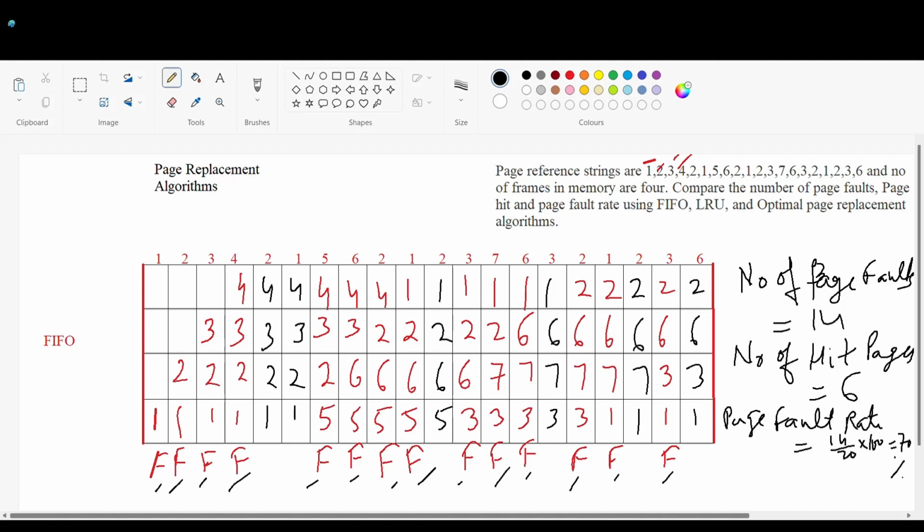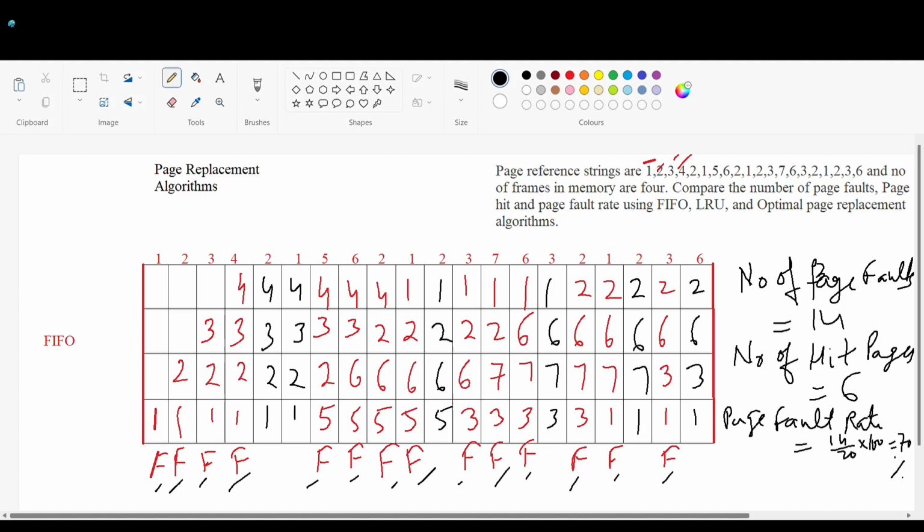Now 6. We have to change a page. Now we have 1, 2, 3, and 5. 5 is also not used in the rest of the process, so we will replace 5 again. So 6, 3, 2, and 1. This is also a page fault. Now 2 is already there, so 6, 3, 2, 1. 1 is already there, 6, 3, 2, 1. 2 is already there, 6, 3, 2, 1. 3 is already there, so no need to replace a page.